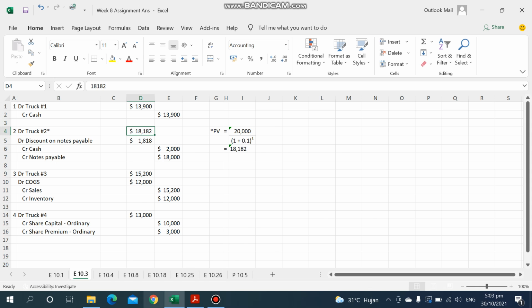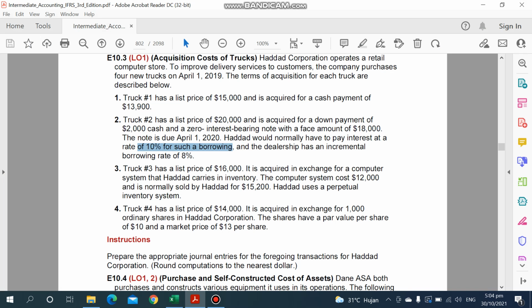Okay, so truck number 3 has a list price of 16,000. It is acquired in exchange for a computer system that Haider carries in inventory. The computer system costs 12,000 and is normally sold by Haider for 15,200. Haider uses a perpetual inventory system. So this is an exchange of a non-monetary asset. We want to get truck number 3 by exchanging with our computer system.